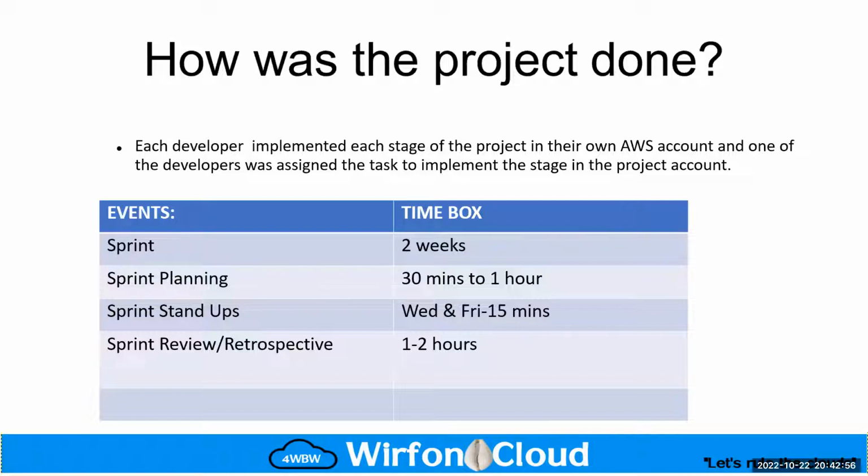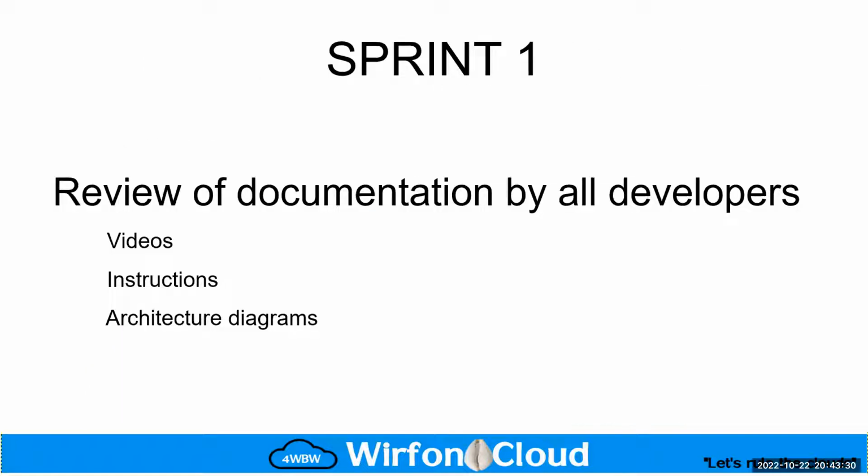The sprint review and retrospective took 1 to 2 hours, and that was done after every 2 weeks. At the end of each sprint, once the developer who was assigned to carry out the task in the project account had finished the implementation of that stage, we would then close the sprint. So that's how we went about it. And on that note, I will give the floor to Yvonne to present to us what happened at each sprint.